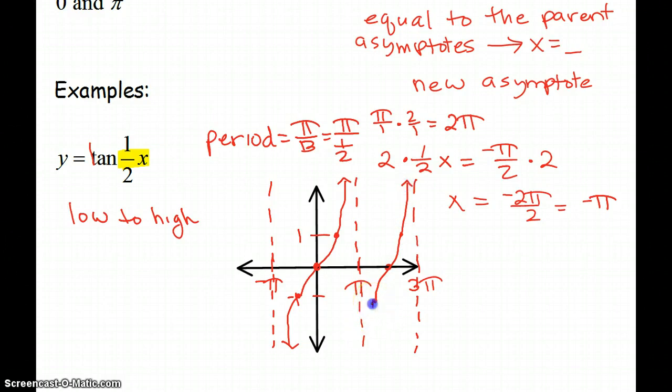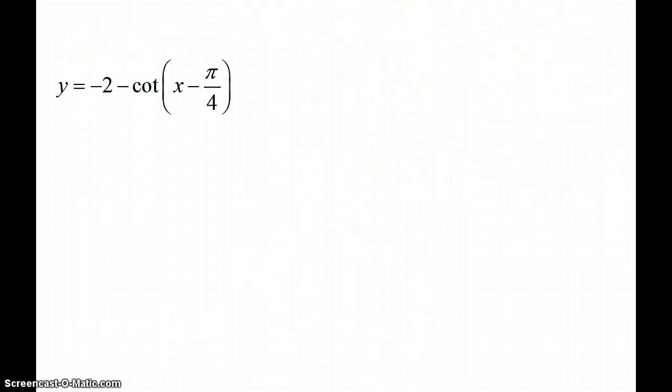So realize that tangent and cotangent are not the same as what we do with sine and cosine. We have to remember that the period formula is different, but we also have to remember that we have to find that asymptote. So let's try another. This one definitely has more involved here. So I'm going to start by making my x and y axis.